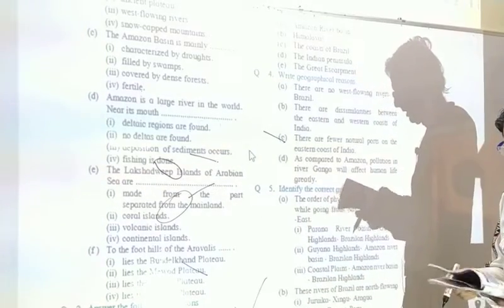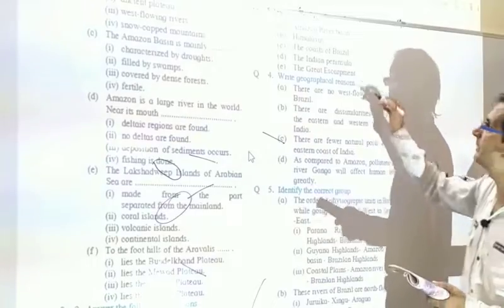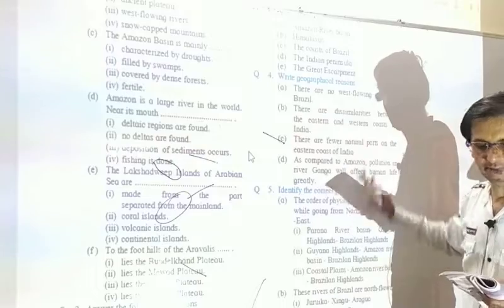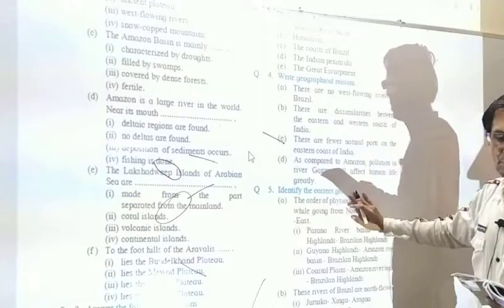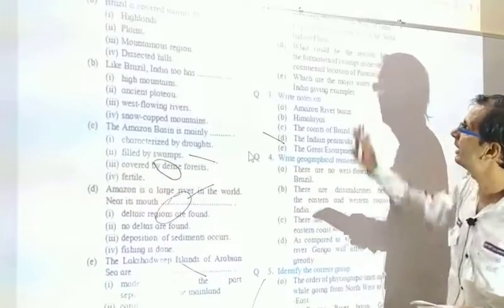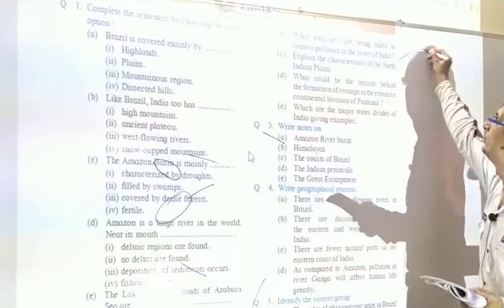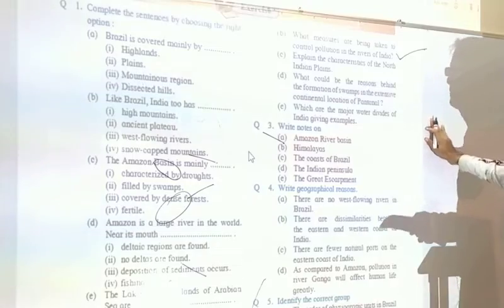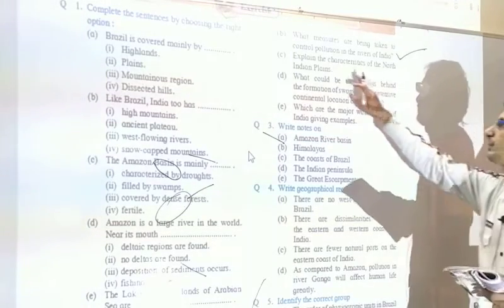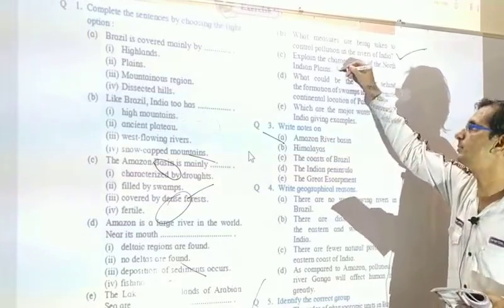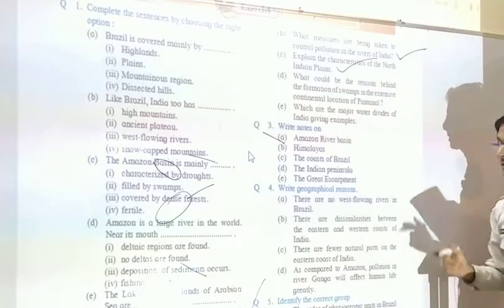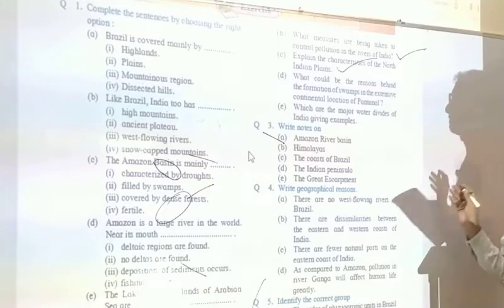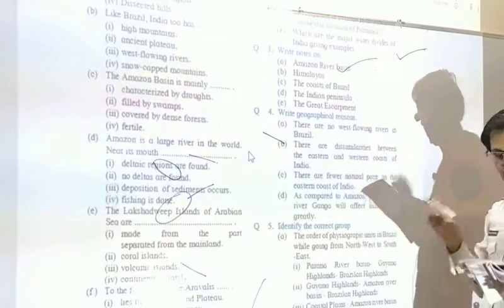Now, the second question: what measures are being taken to control pollution in the rivers of India? This is also very important. Then the third question, which is most important: explain the characteristics of the North Indian plains. These three questions are very important in question number 2.